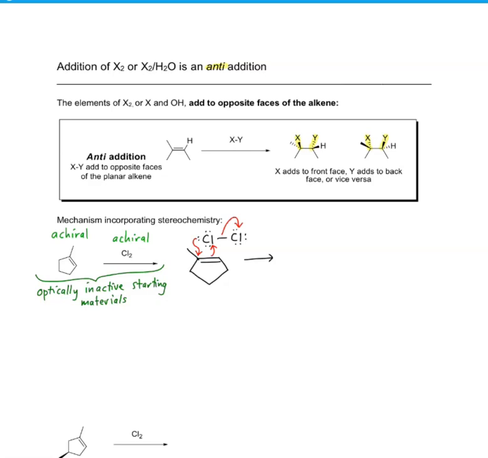Now, the two bonds to the chlorine in that three-membered ring necessarily have to be on the same side or the same face. So they both have to be coming forward or going back. You can't have in a three-membered ring one of those bonds coming forward and the other bond going back. So the chloronium ion could form from the front face of the alkene.